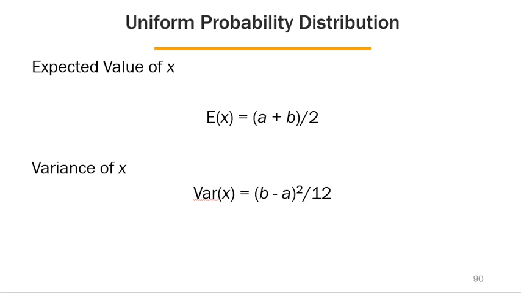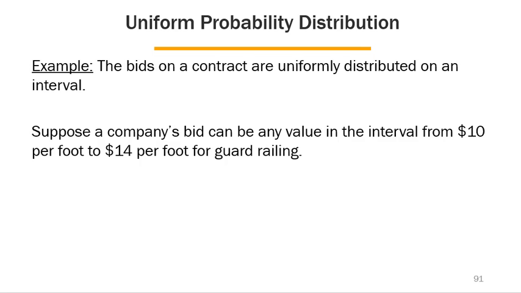So then the expected value is just the lowest value plus the highest potential value divided by 2, so it's just right there in the middle. And then the variance has the formula given there. It's the distance from B to A, or A to B, however you want to look at it, squared divided by 12. I'm not going to go into why that's the formula or how that works, but that is the formula for the variance for a uniform probability distribution when we have a continuous random variable.